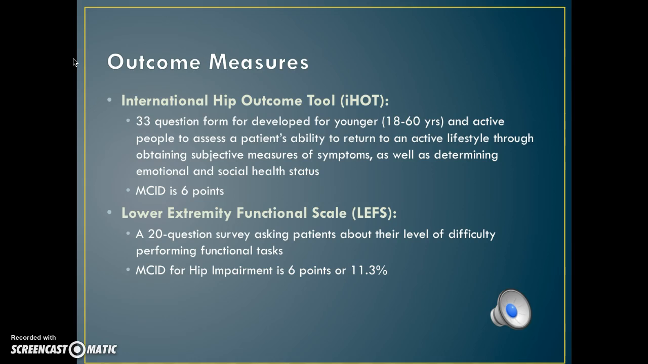A couple of different outcome measures that you might choose to use with your post-surgical SCFE patient include the International Hip Outcome Tool, or the IHOT, which is a 33-question form developed for younger and active people to assess their ability to return to an active lifestyle through obtaining subjective measures of symptoms, as well as determining their emotional and social status. The MCID for the IHOT is 6 points. You might also choose to use the Lower Extremity Functional Scale, or the LEFS, which is a 20-question survey asking patients about their level of difficulty performing functional tasks. The MCID for hip impairment is 6 points, or 11.3%.